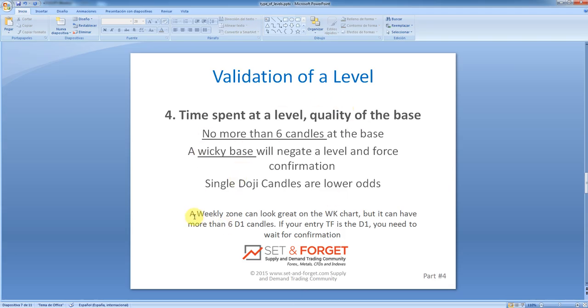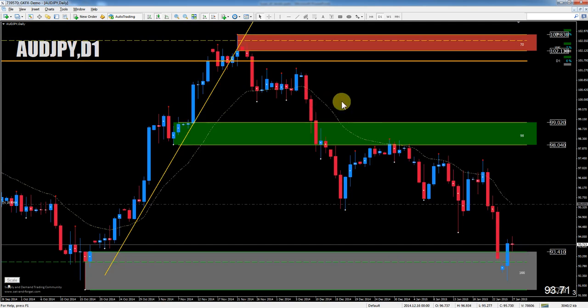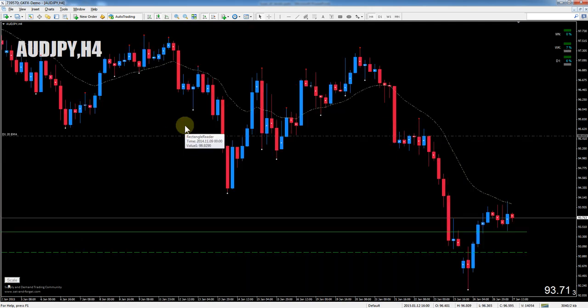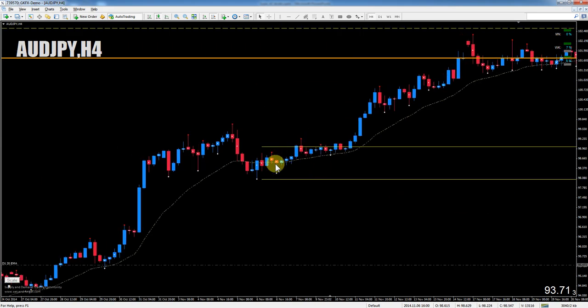So if my entry time frame is the 4-hour, the daily, even if the weekly looks good, in this case it didn't look that good because it was a single doji candle. You drill it down to your entry time frame, the daily doesn't look good, and if your entry time frame is the 4-hour, then that 4-hour area doesn't look good at all. So you need to look for good areas on your entry time frame, not the time frame higher, okay? Because your entry time frame is defined as that.